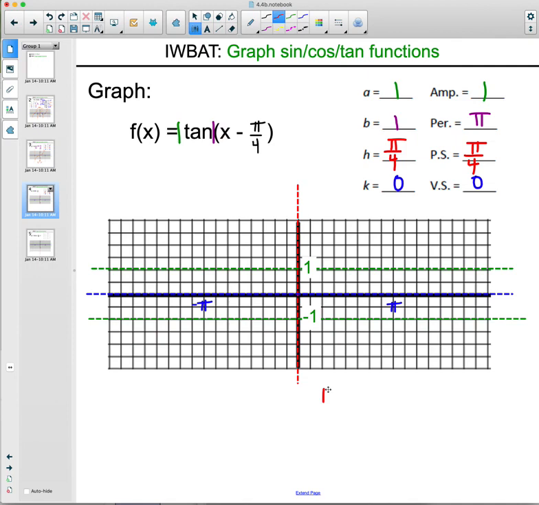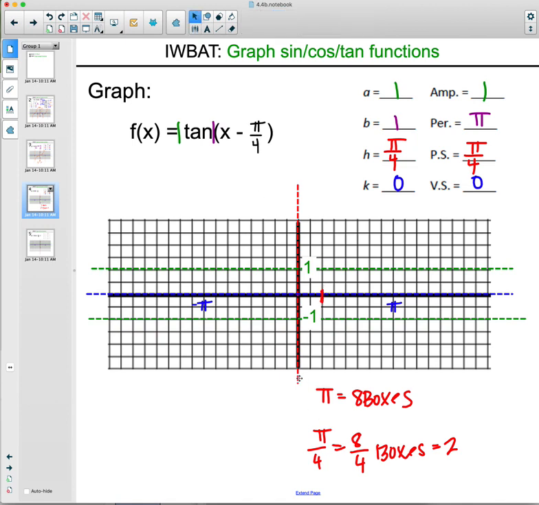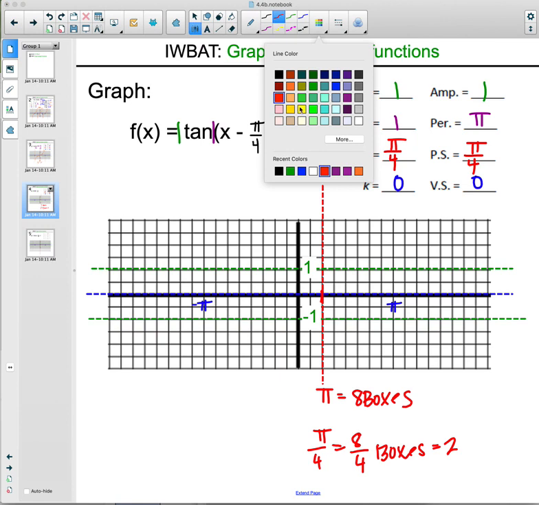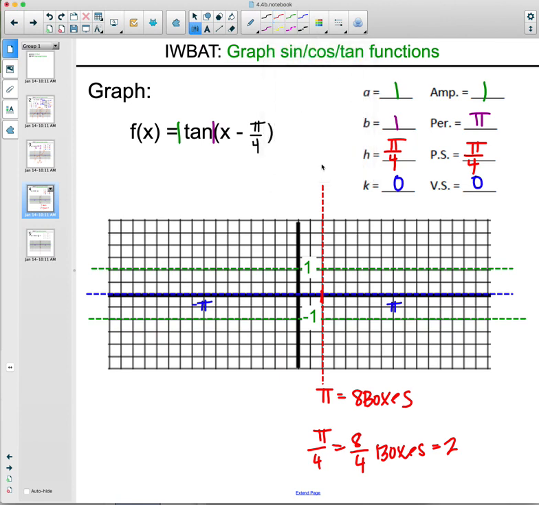Well, pi is equal to 8 boxes. So when we do pi divided by 4, that's going to be 8 divided by 4 boxes, or 2 boxes. Okay, so here's pi over 4. So this phase shift is now going to shift over. This is the starting point of our period. Okay, so now our period for tangent is pi. So that means that we need to have half of that going to the right and half of it going to the left.